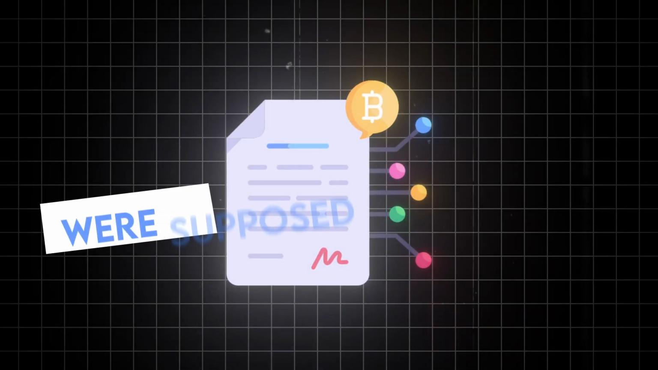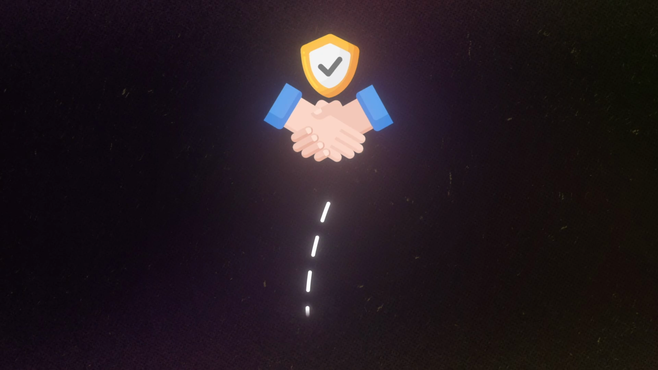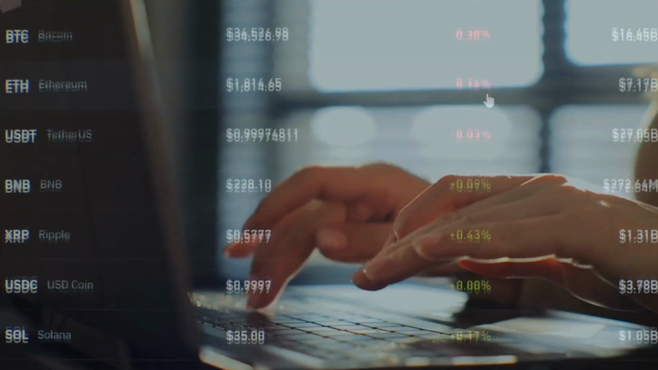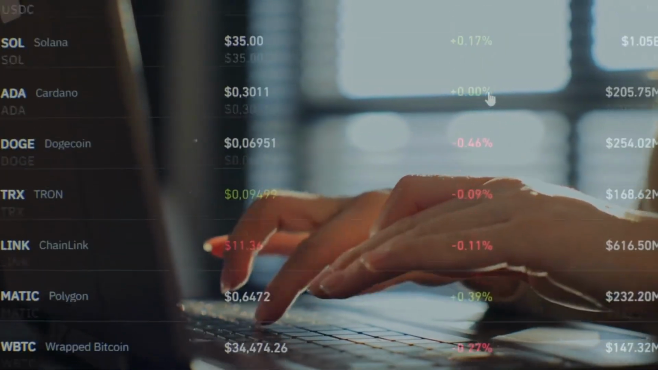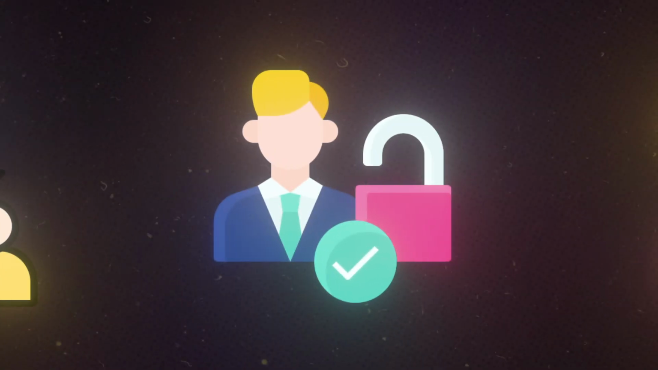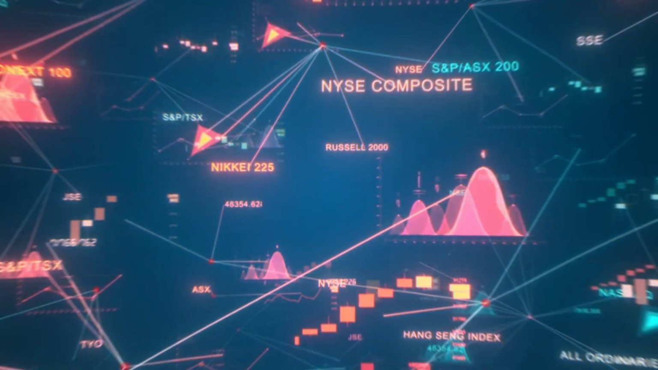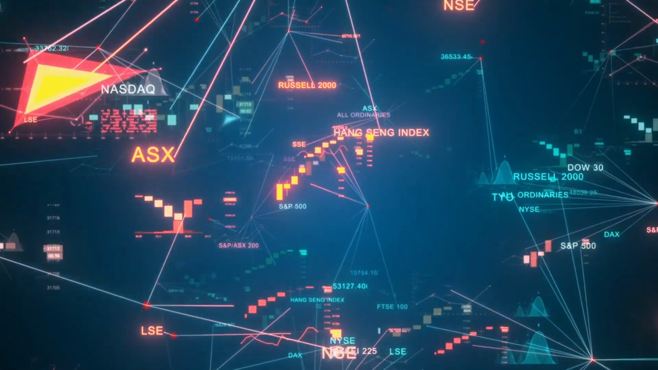Smart contracts were supposed to be simple. They were meant to replace trust with code. They were meant to give us systems that enforce rules automatically without middlemen, without permission, and without compromise. But somewhere along the way, that simplicity disappeared.